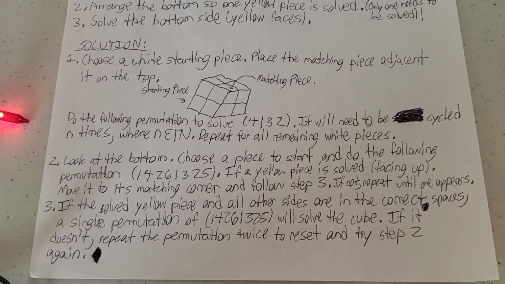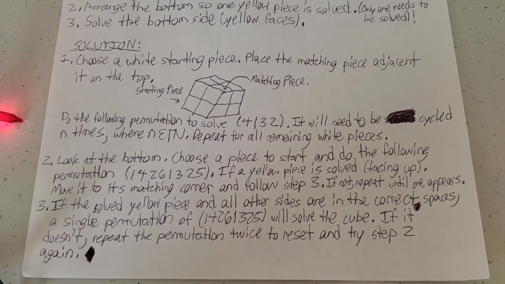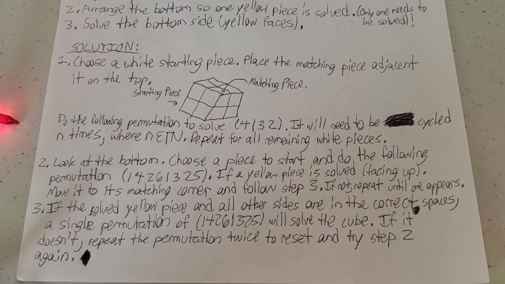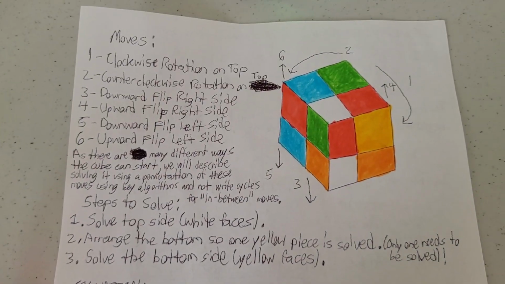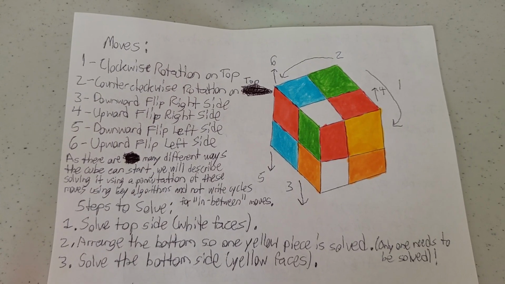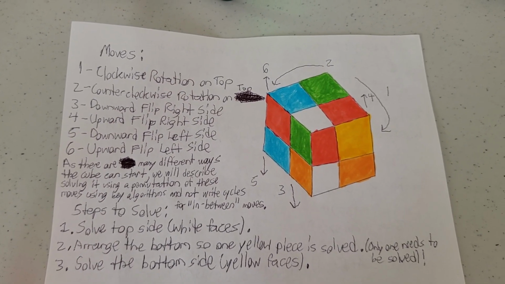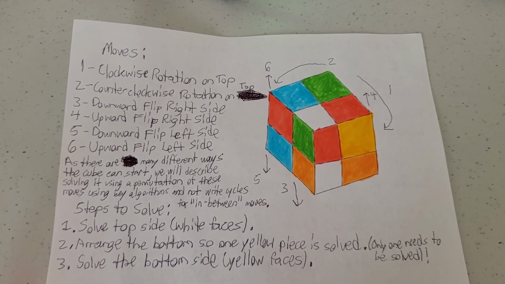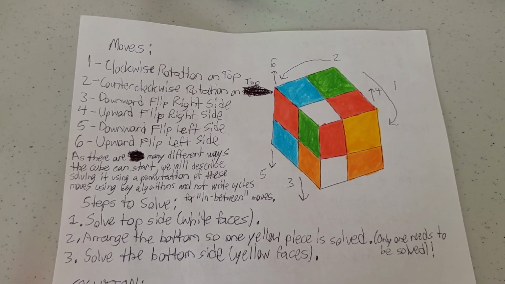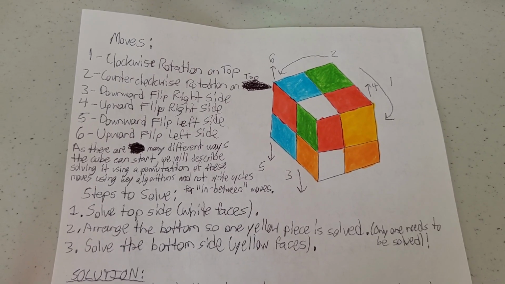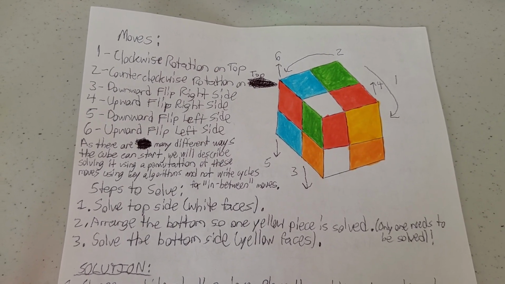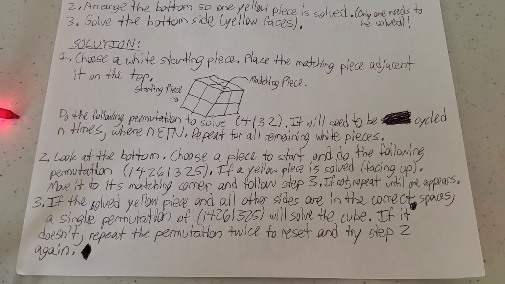And then we need to look at the bottom, and we need to choose a piece to start and do the following permutation: 1, 4, 2, 6, 1, 3, 2, 5, which is going to be a clockwise rotation on the top, and then an upward flip on the right side, then a counterclockwise rotation, and an upward flip on the left side. And then we'll do a clockwise rotation on the top, and then a downward flip on the right side, and then a counterclockwise rotation and a downward flip on the left side.